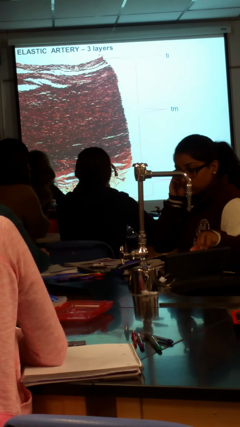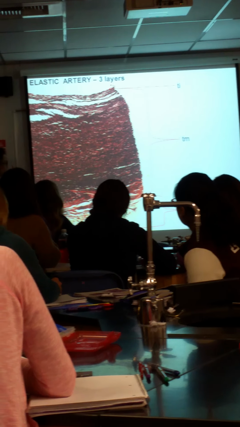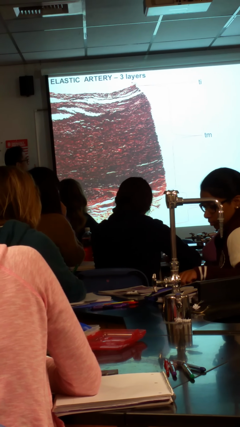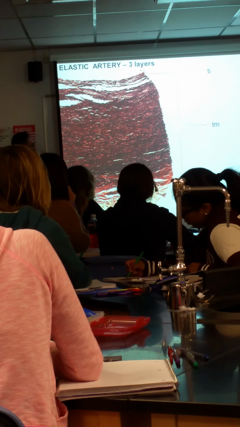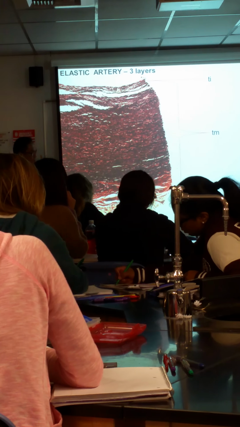But in the TM, there are two tissue types: the smooth muscle and the elastic tissue. The dark, almost black color you see is the elastic tissue. Anywhere you see a reddish or pinkish color is the smooth muscle. Elastic arteries have the highest content of the dark staining elastic tissue.